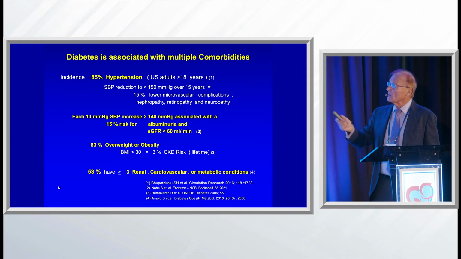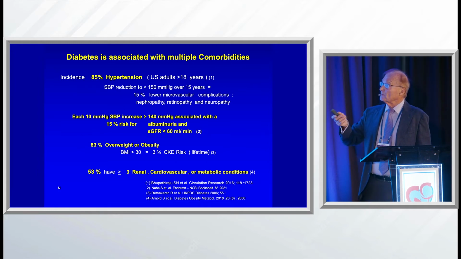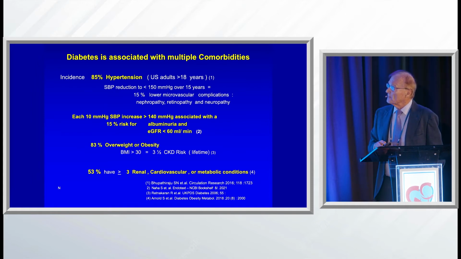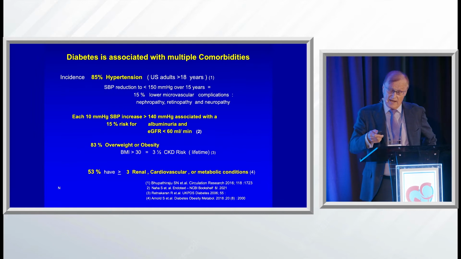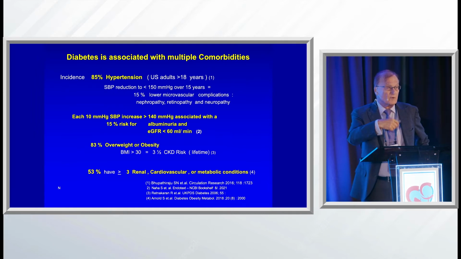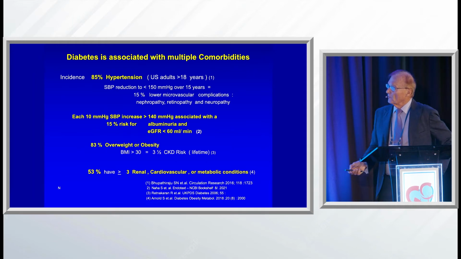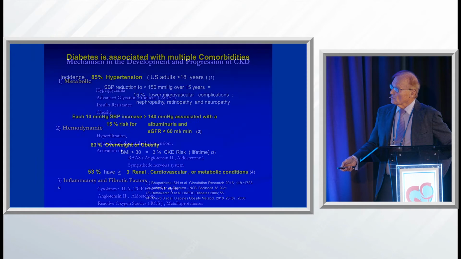A 10 millimeter reduction of systolic lowers albuminuria risk by 15%. That's new onset, and the risk of developing new onset CKD. So this is just to give you an idea why we chose the difference between new onset and development of CKD. Oh, this is a little slow here, but that's all right.